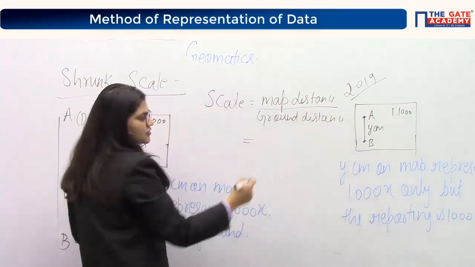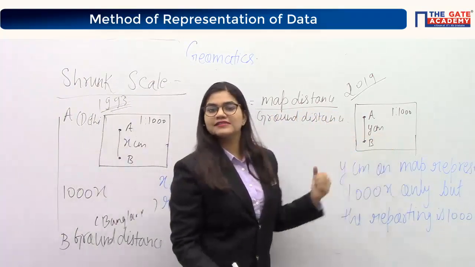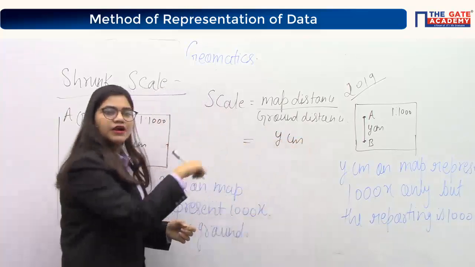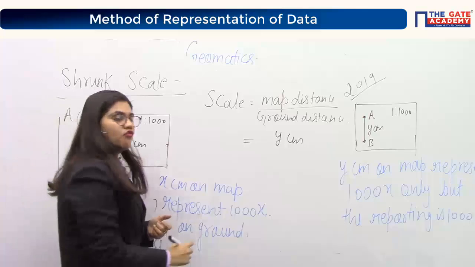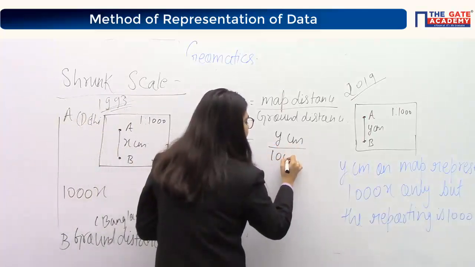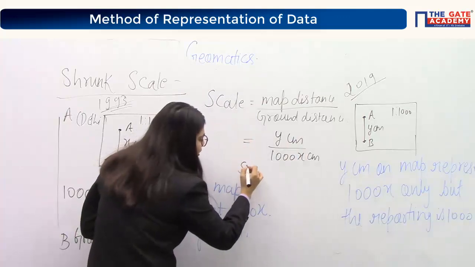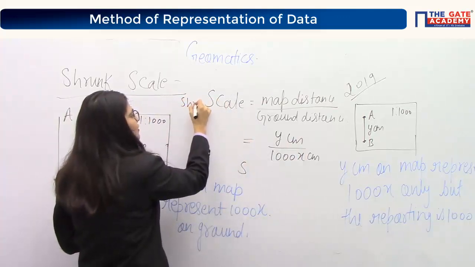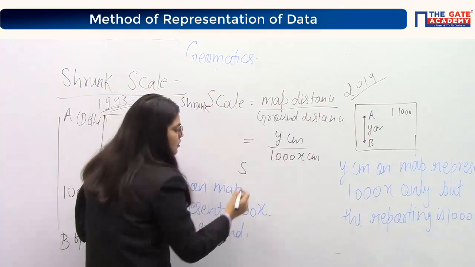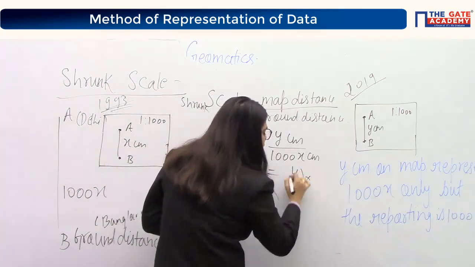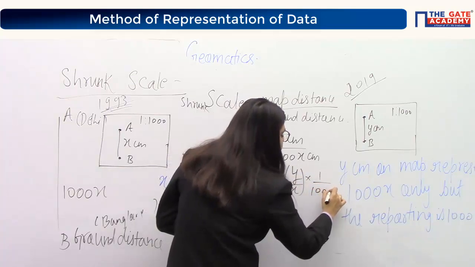So your map distance is how much? Y centimeter. Your map distance is y centimeter. But your ground distance is how much? 1000x centimeter. So what is your scale now? That is your shrunk scale, because your scale got shrunk. So shrunk scale is what? Y by x into 1 by 1000.